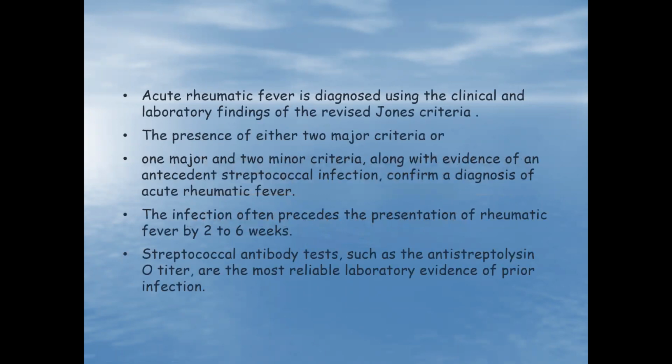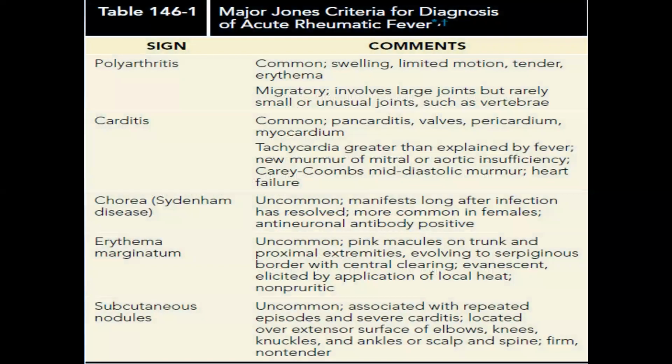Acute rheumatic fever is diagnosed using the clinical and lab findings of the revised Jones criteria. The presence of either two major criteria or one major and two minor criteria, along with evidence of an antecedent streptococcal infection, confirm a diagnosis of acute rheumatic fever. The infection often precedes the presentation of rheumatic fever by 2 to 6 weeks. Streptococcal antibody tests such as the antistreptolysin O titer are the most reliable lab evidence of prior infection.